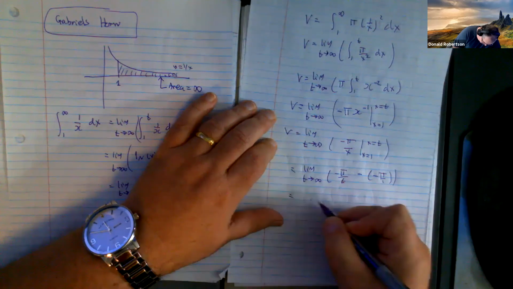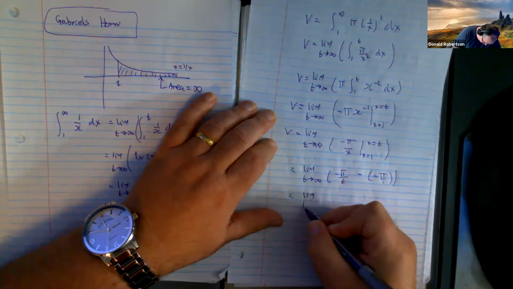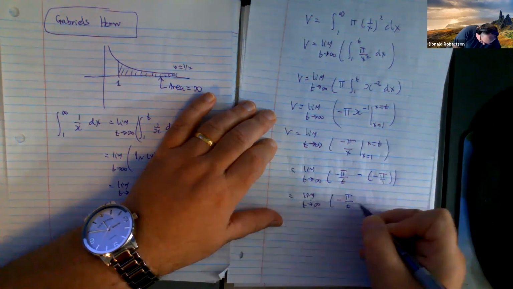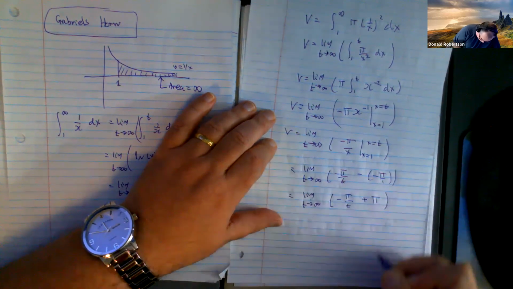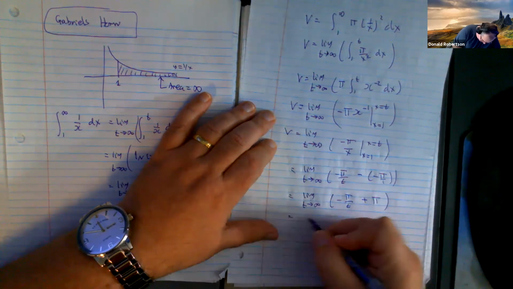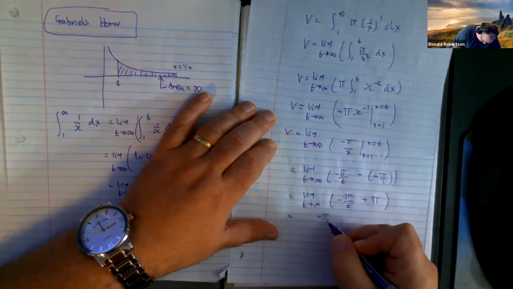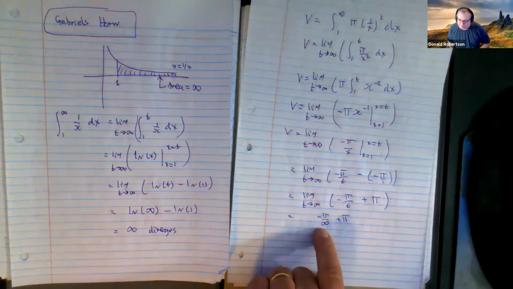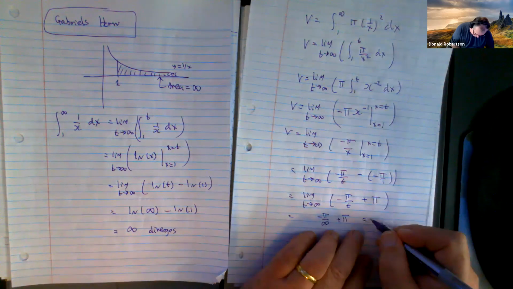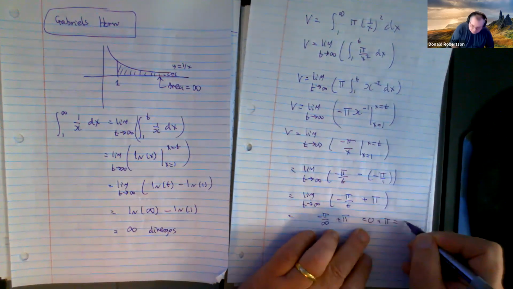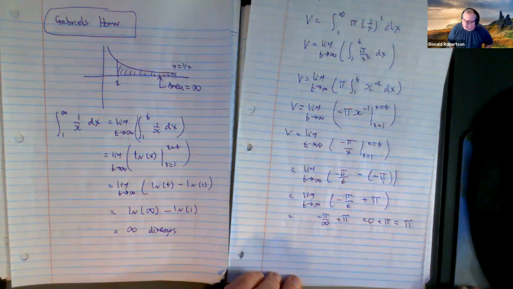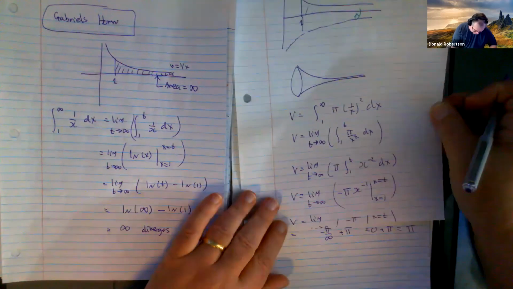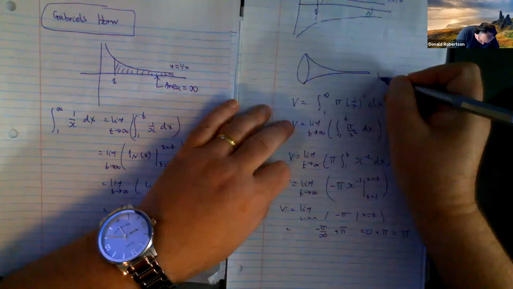And so it's going to be the limit as t tends to infinity of -pi over t plus pi. We'll do a brute force. Plug in infinity here. -pi over infinity plus pi. Would you agree that -pi divided by infinity is 0? So Gabriel's horn has a volume of pi.